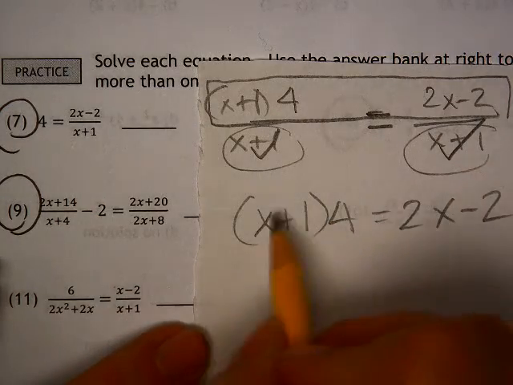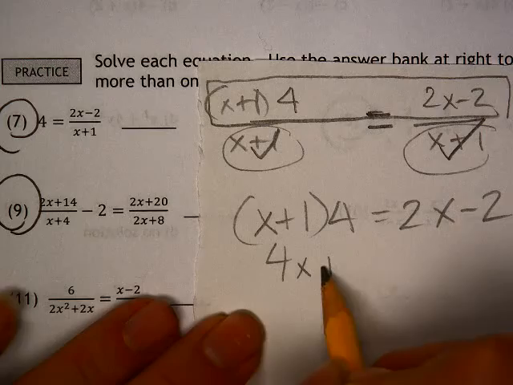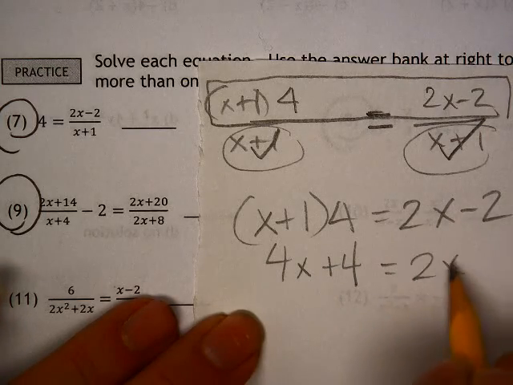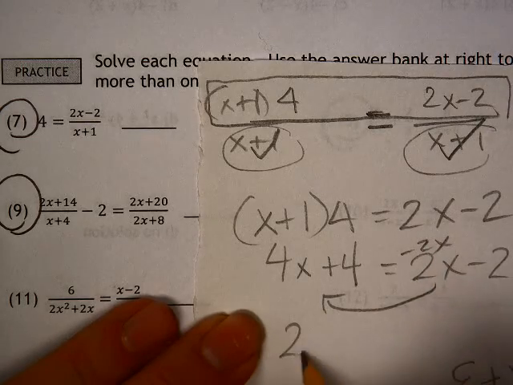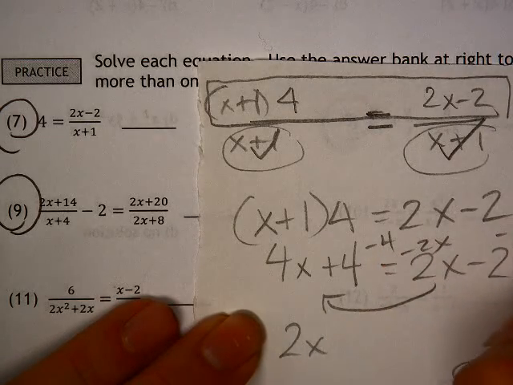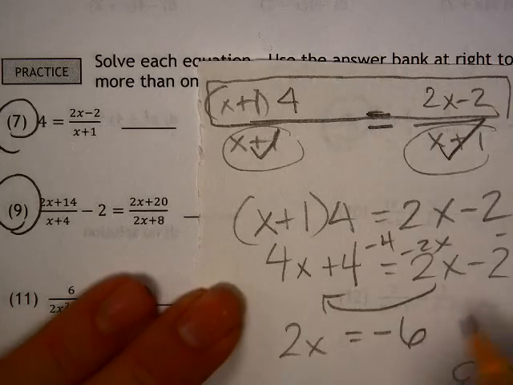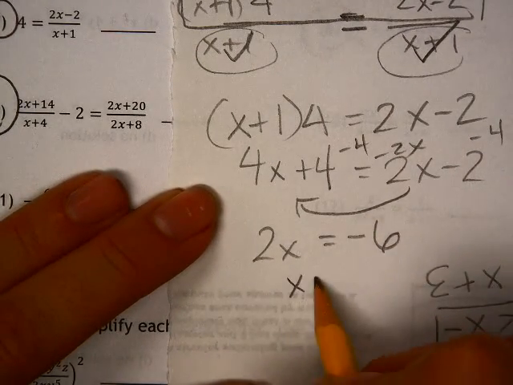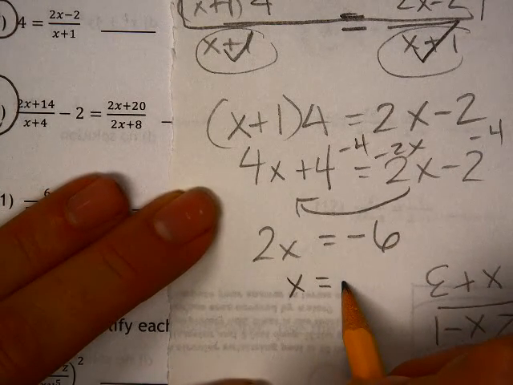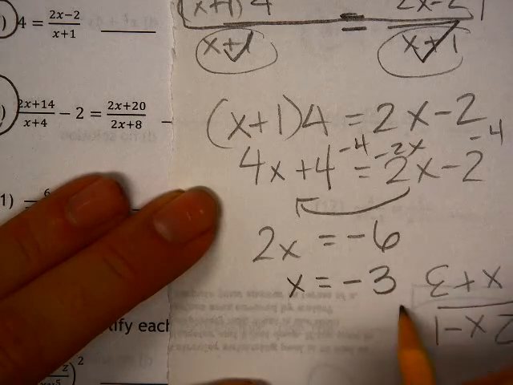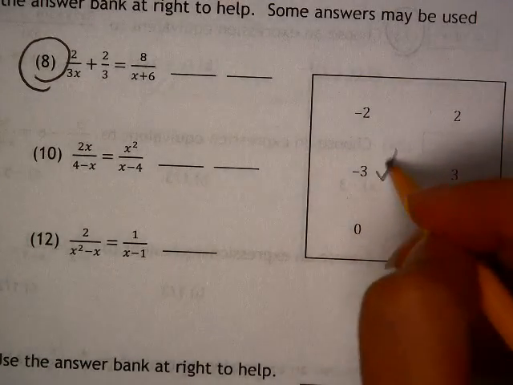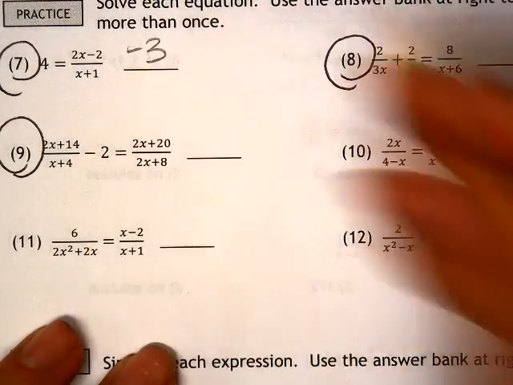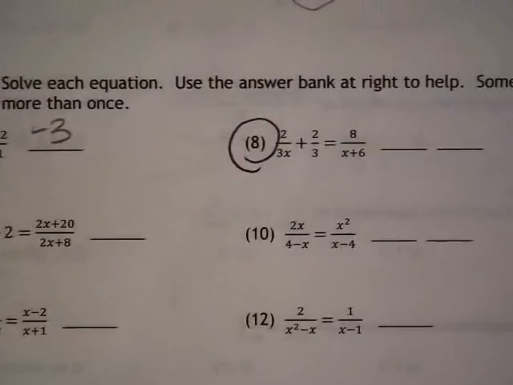I do need to do a little bit of distribution here. I need to get my x's on one side, and I need to put my numbers on the other, and then I just need to solve. And I go over here, yay, it's right there. -3 is my answer. Let's go ahead and look at 8.